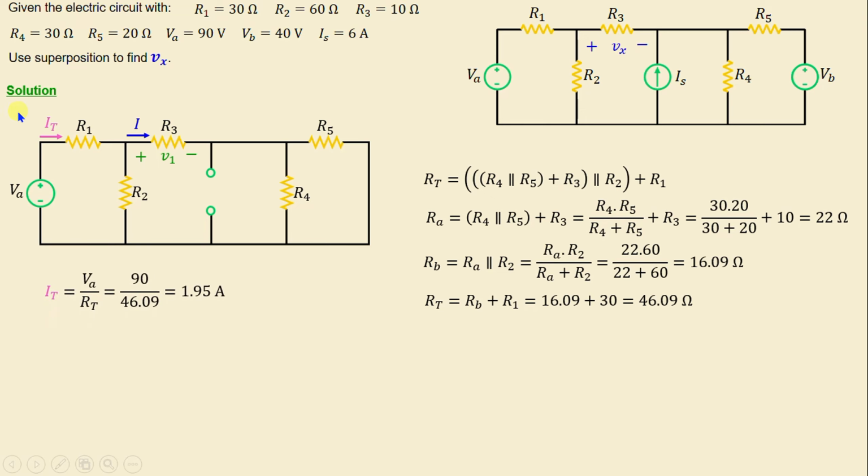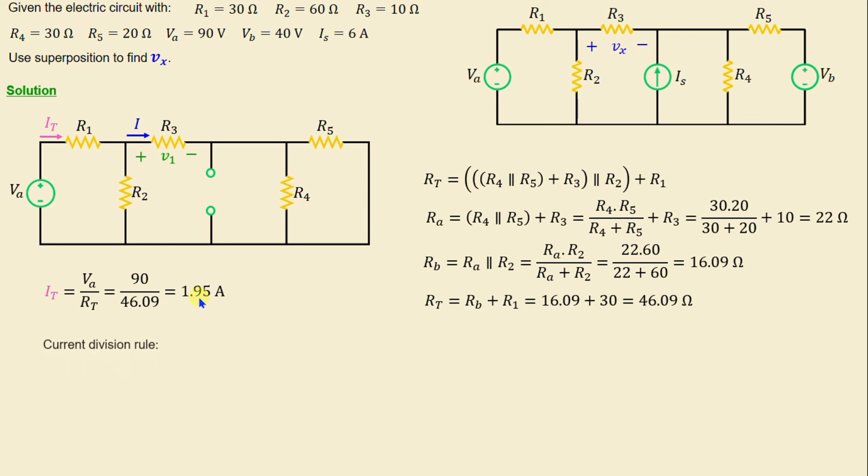The total current can be calculated by VA over RT according to Ohm's law. And if we replace VA and RT with their numerical values, we obtain IT is equal to 1.95 amps.